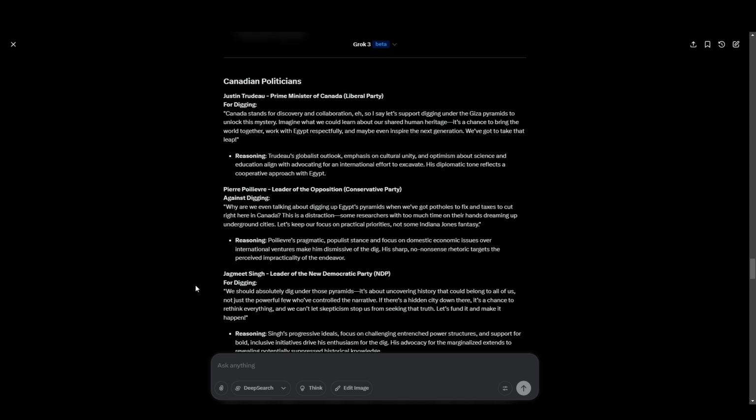So it's interesting that ChatGPT seems to think that the left-leaning politicians would be against digging and the right-leaning politicians would be in favor of digging. And Grok seems to think the exact opposite. It seems to think that the left-leaning politicians would be in favor of digging and the right-leaning politicians would be against digging. And obviously a politician's opinion on this type of thing doesn't really matter that much, but I thought it would be interesting to see what the AI thought different politicians would say if they were asked if they support the idea of digging in Egypt or not.